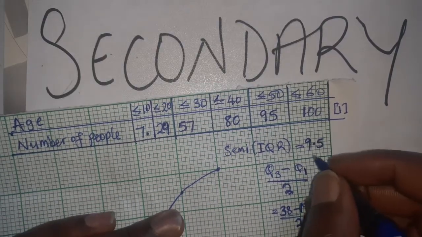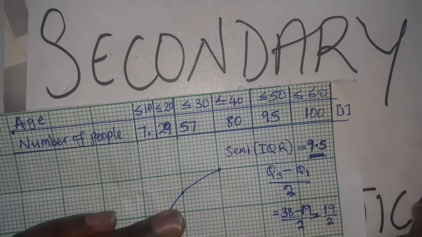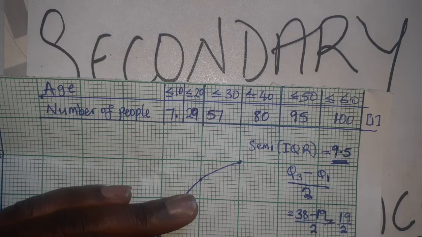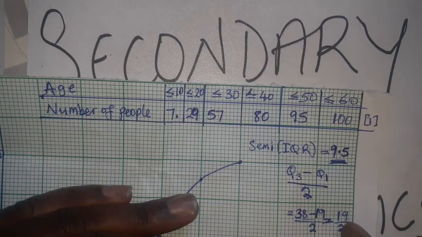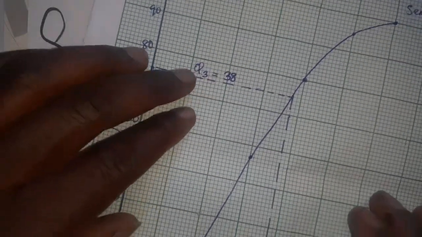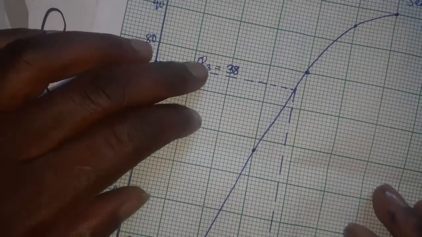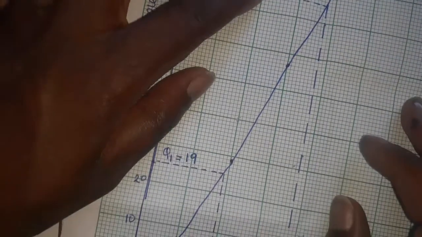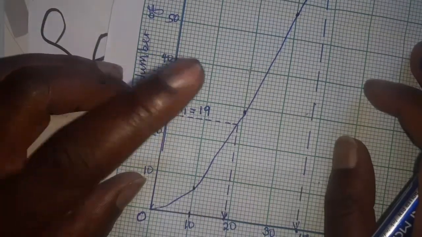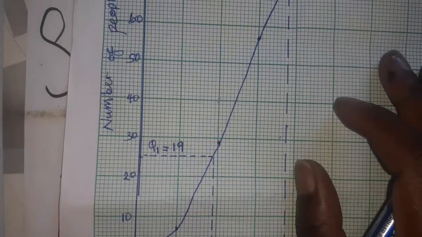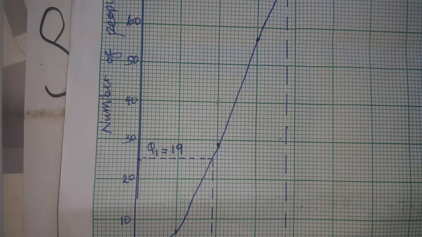9.5. This is what is going to be our answer. So just like I'm saying, if the question was talking about interquartile range, we were going to get 19. 19 was going to be our answer. The upper quartile, this is 38. The lower quartile, it is 19. The middle quartile, maybe I can say something about the middle quartile.